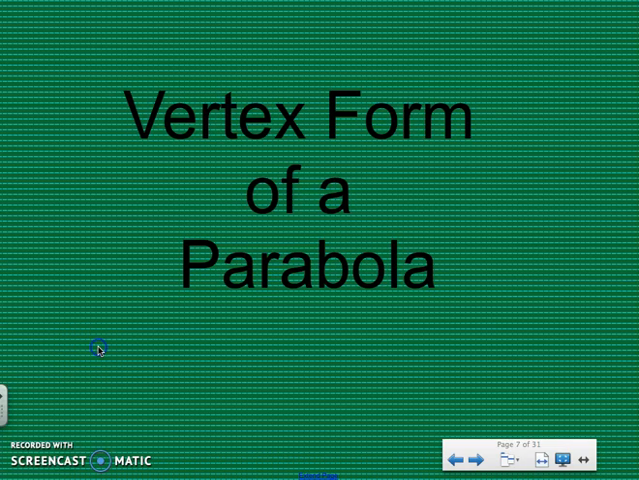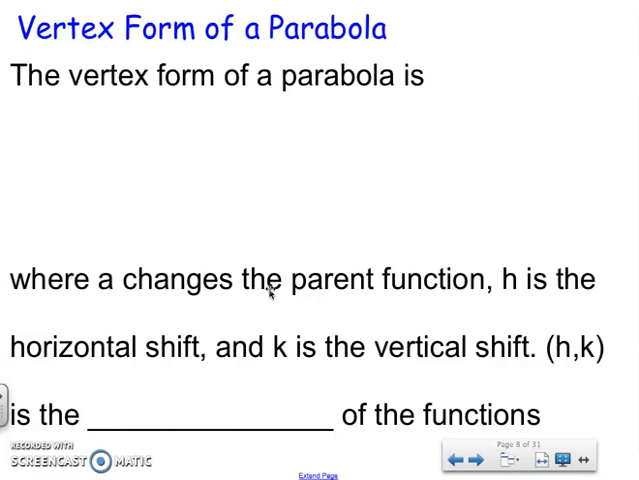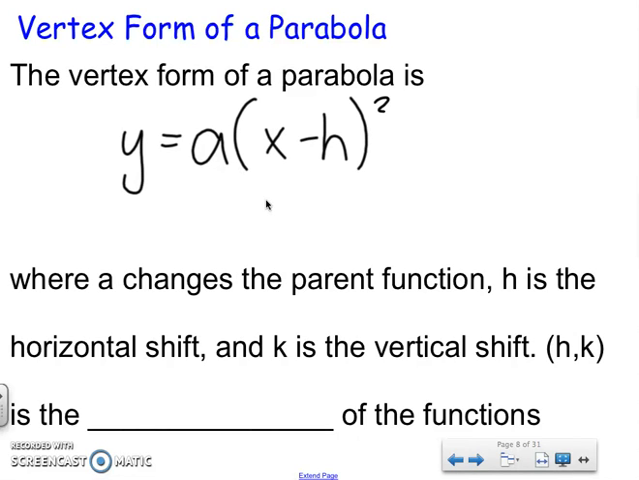In this video, you're going to learn how to graph a parabola in vertex form. So let's first take a look about what vertex form is. The vertex form of a parabola is going to be y equals a(x minus h) squared plus k. Notice this looks a lot like absolute value, and it's going to do the exact same things. So let's take some notes.